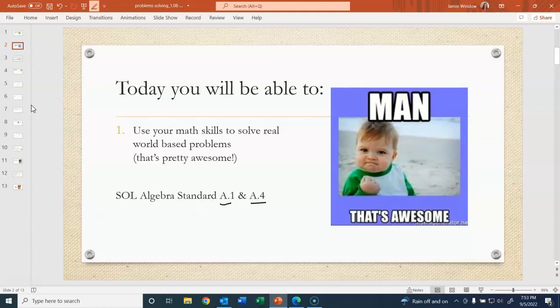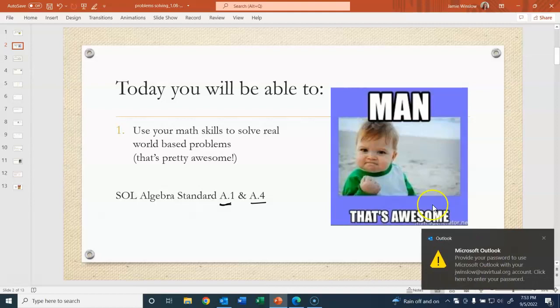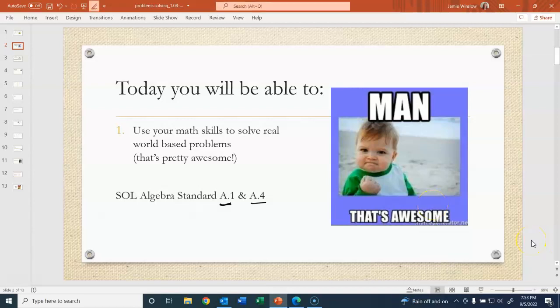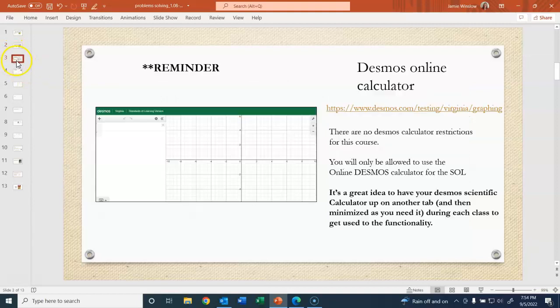I try to list the standards for you just in case you ever want to go and do extra practice on that math website I have. You can look them up by standard.